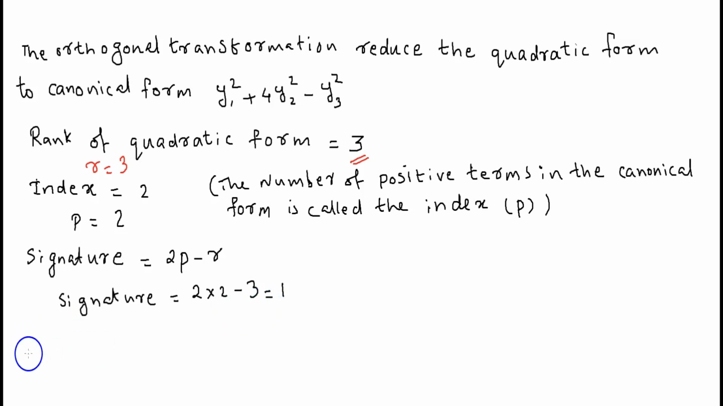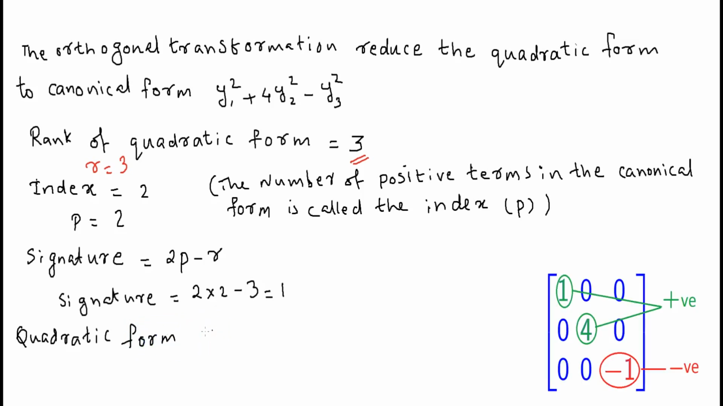Finally, the nature of the quadratic form. In this question, the quadratic form contains both positive and negative terms. Here we have two positive eigenvalues, that is 1 and 4. And we also have a negative eigenvalue, that is -1. Therefore, the quadratic form is indefinite in nature.